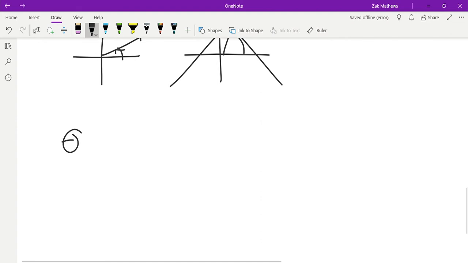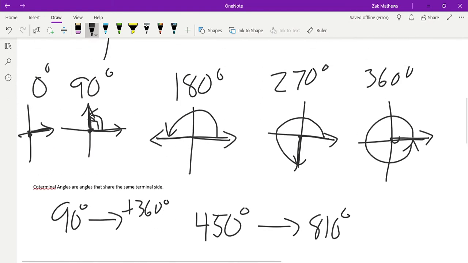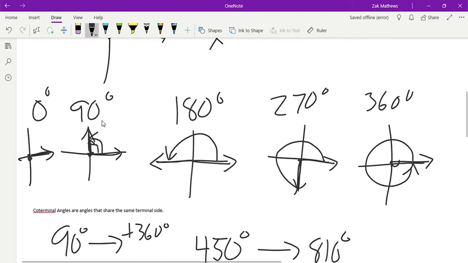Let's take another angle. Let's take 290 degrees. Well, if I compare this to my 4 known positions, 290 is greater than 90, greater than 180, greater than 270, but less than 360. So I know it's going to be somewhere between the 270 and the 360, somewhere in this fourth quadrant.